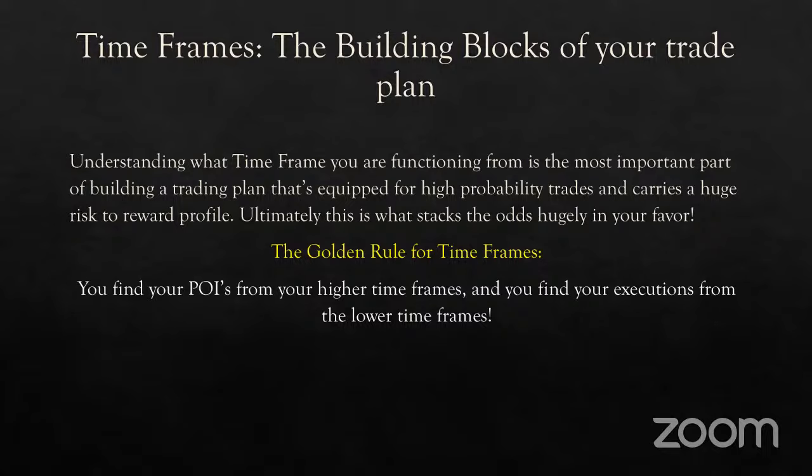The golden rule for time frames: you find your points of interest, or POIs, from your higher time frames, and you find your executions from the lower time frames. You find the areas you want to trade from on your higher time frames, and you find your executions from your lower time frames. It's literally that simple.